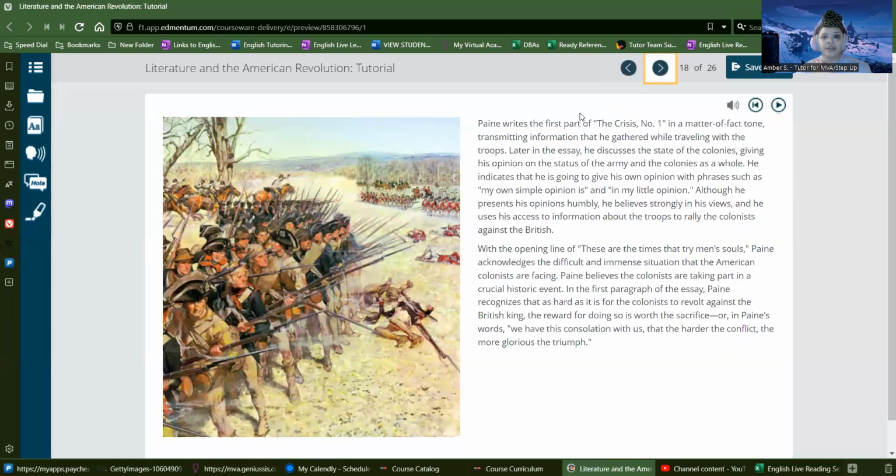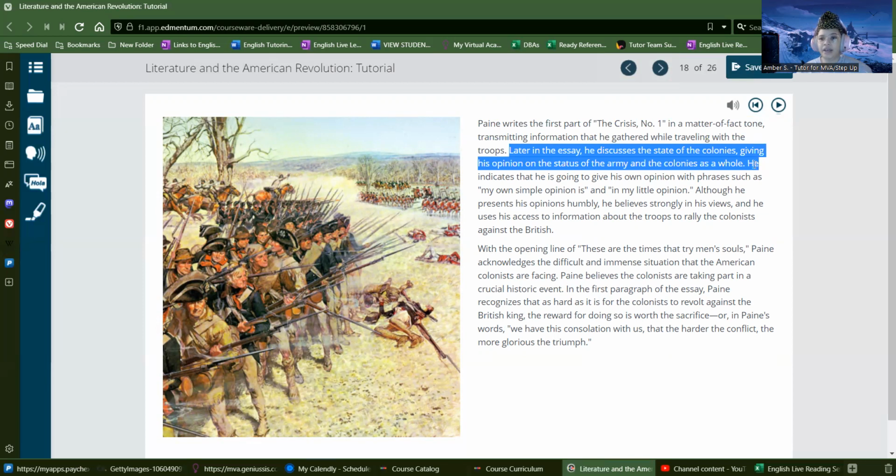So on slide 18, they continue the analysis, right? So he writes the first part in a matter-of-fact tone. Matter-of-fact is like, oh, this is how it is, right? So he gives you information that he's gathered while traveling with the troops. But later in the essay, he discusses the states of the colonies, and he gives his opinion on the status of the army and the colonies as a whole, right?